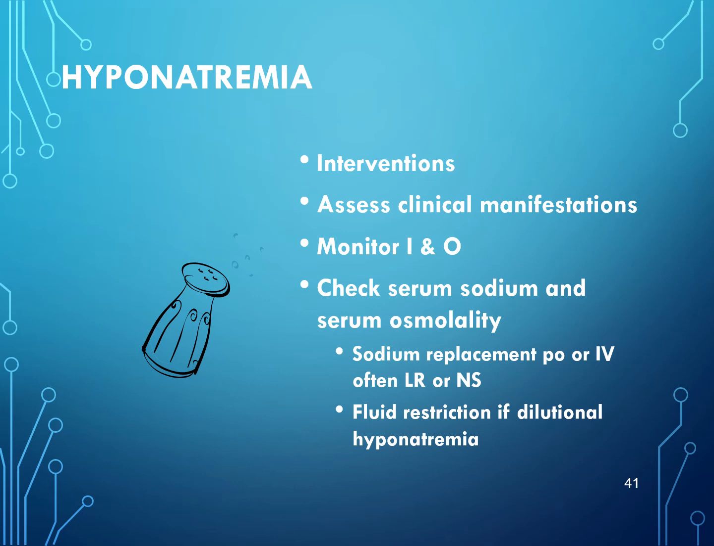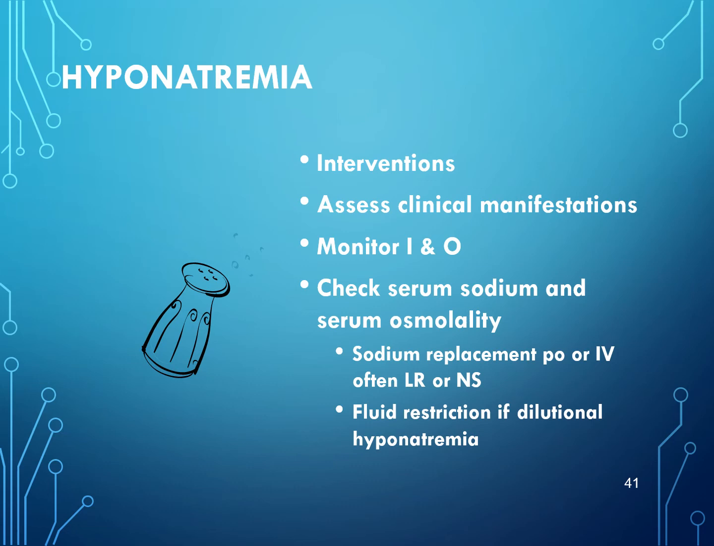So we need to know which is taking place to understand how to treat the hyponatremia. Because as we looked at before, it can happen if there's too much fluid or not enough fluid. So we need to identify what's going on to be able to treat it properly. So we'll do sodium replacements, PO or IV. It's often lactated ringers or normal saline. But if a hypertonic solution is used, it must be on a pump.